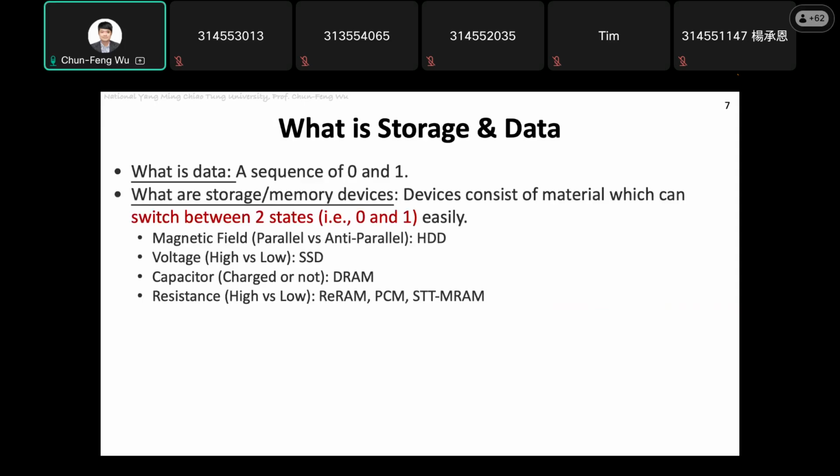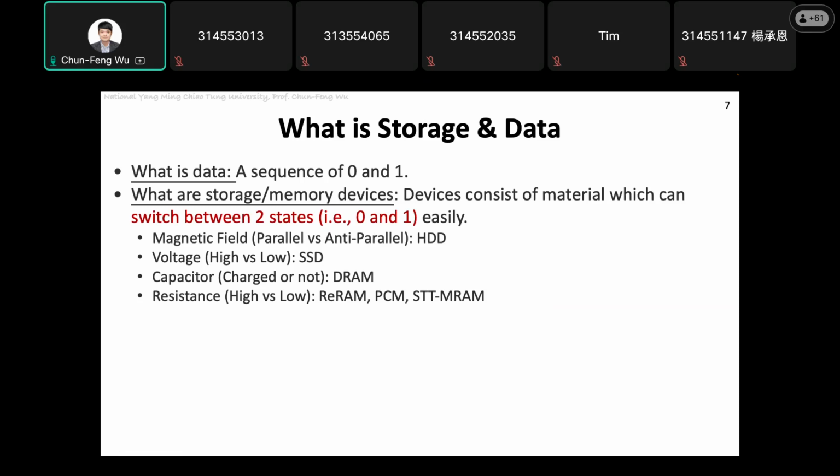So what is really the storage device to store these kind of things, or to represent those kind of stuff? The thing is, in the device there is actually a material. This kind of material can switch between two states, like 0 and 1. And this kind of material is just like what you learned in your chemistry course.